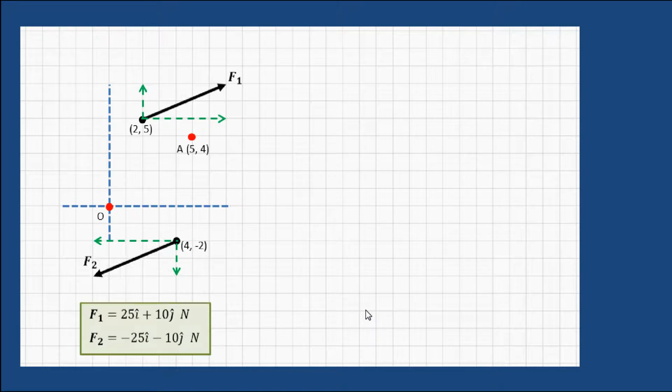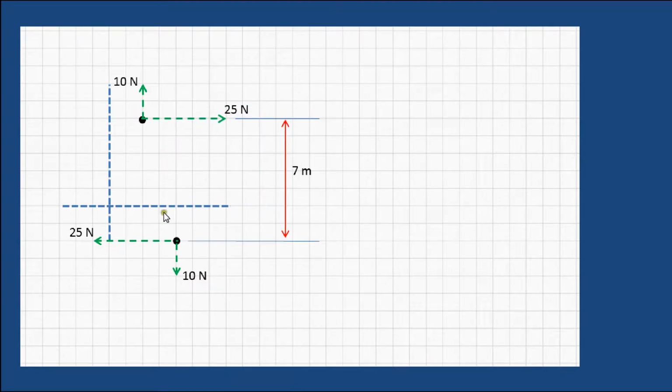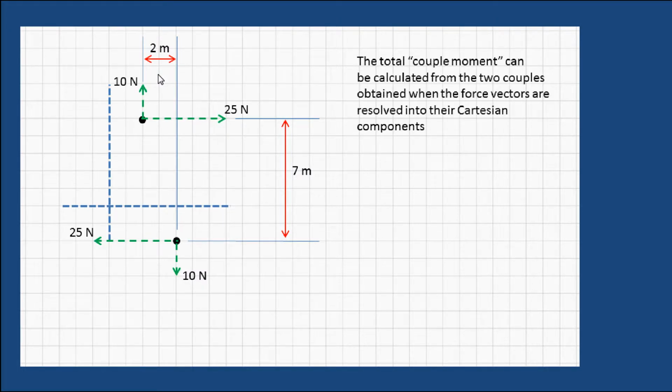And in this case, let's just look at the two Cartesian vector couples that are formed. So in other words, we have a 25 Newton couple with the distance between them being 7 meters, and we have a 10 Newton couple with the distance between their lines of action being 2 meters. So we can take any given set of Cartesian vectors that form couples, break them into their Cartesian components, and then calculate the moment using two couples that are broken into their Cartesian components.